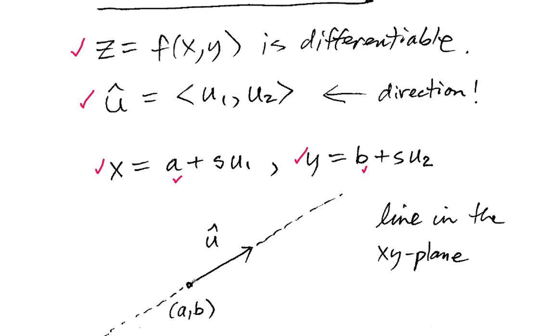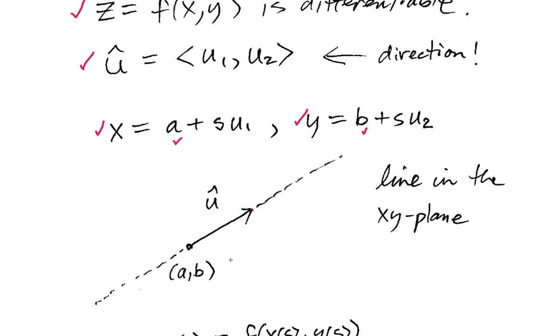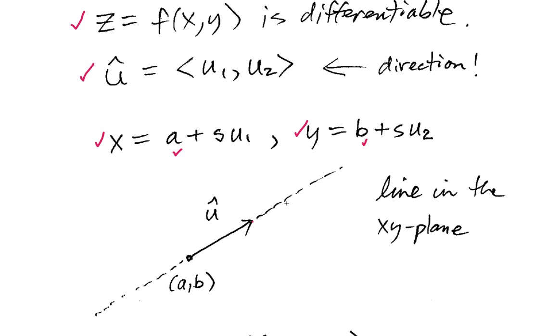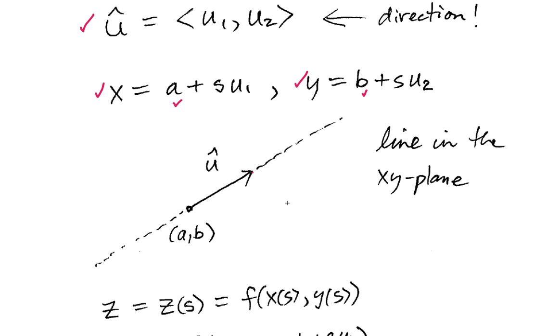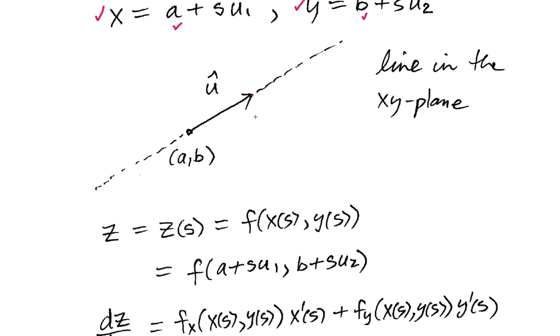Can you see that this is simply saying that I'm moving, let's say it went like this. If s is positive, I'm moving in the direction of u from the point (a, b), s units. If s is negative, you can see I'd be moving in the opposite direction. But I'm just basically moving along that line there. Now, here's what I'm going to consider. So s is arc length along that line.